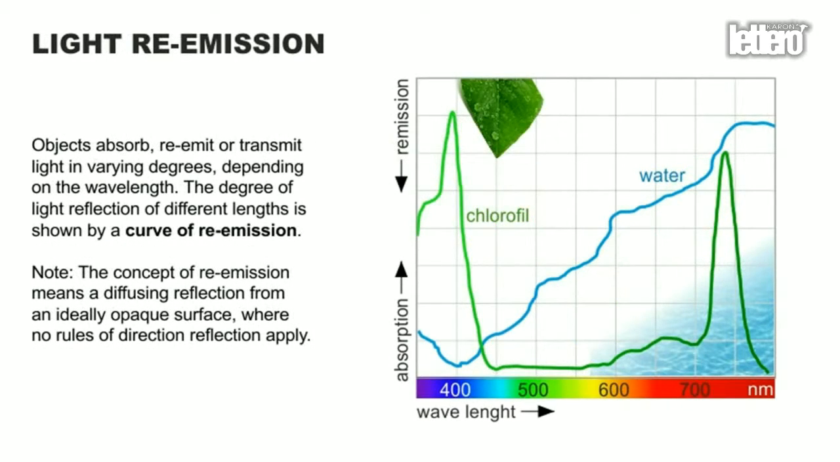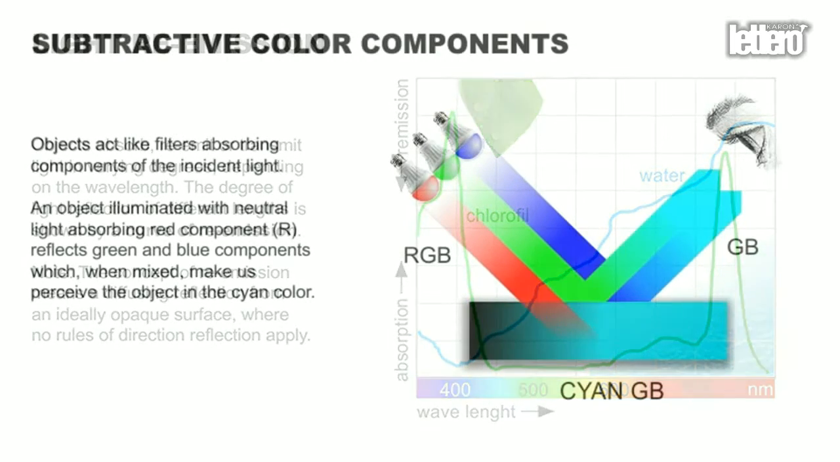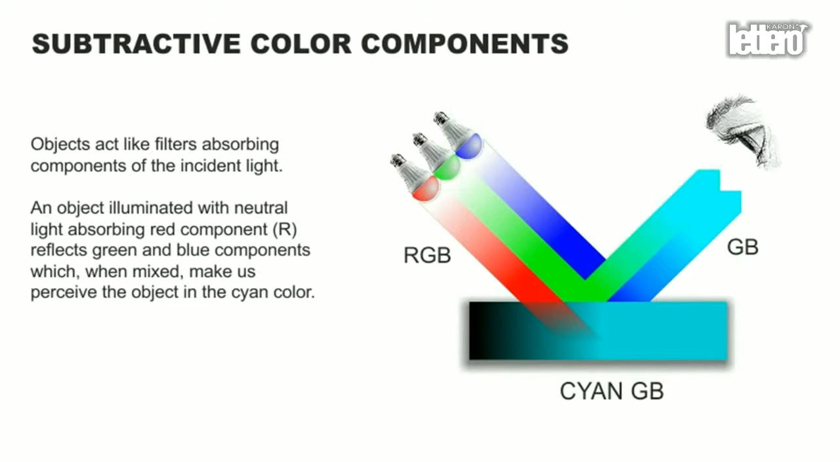Objects absorb, re-emit, and transmit light to varying degrees depending on its wavelength. The degree to which light of different wavelengths is reflected is illustrated by a re-emission curve. Note, the concept of re-emission pertains to a diffuse reflection from an ideally matte or opaque surface, where the principles of specular reflection do not apply. Objects act like filters which absorb component waves of the incident light.